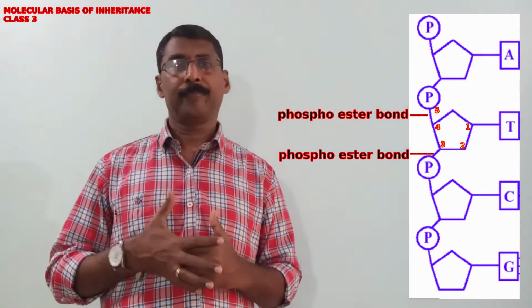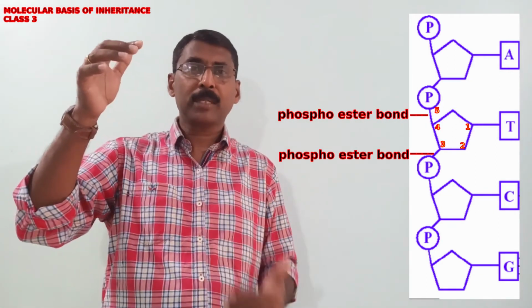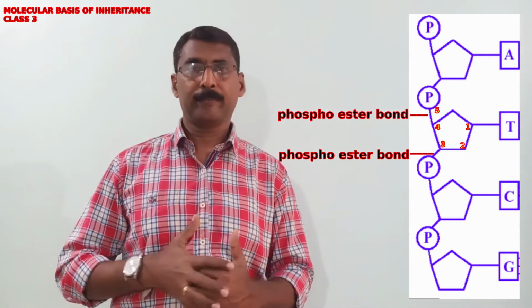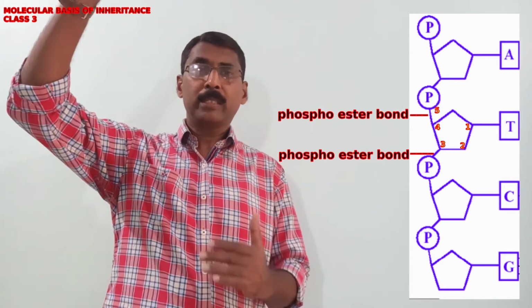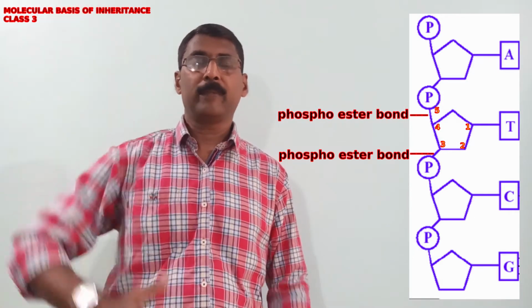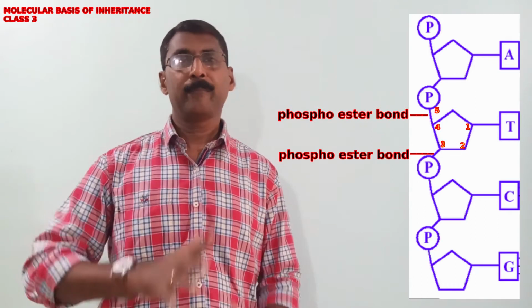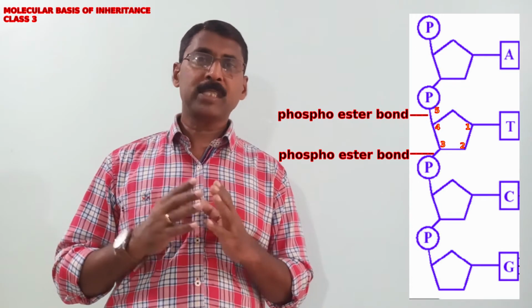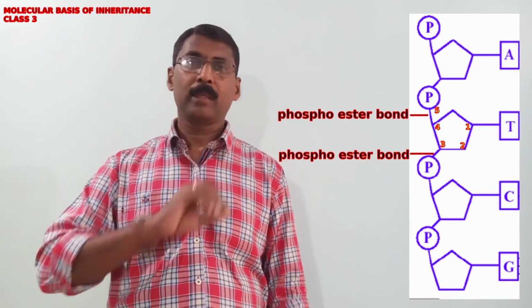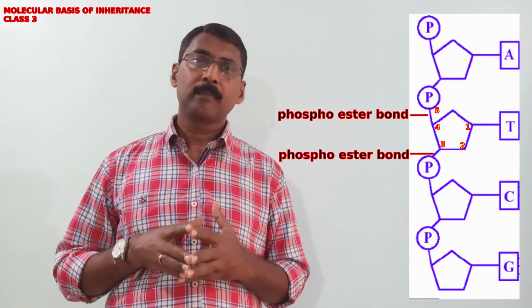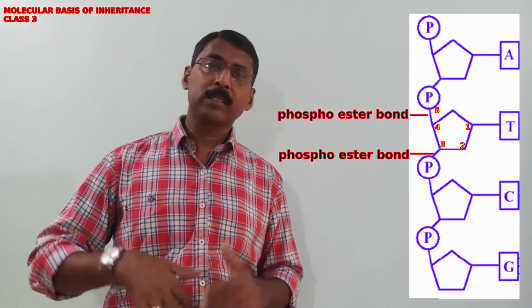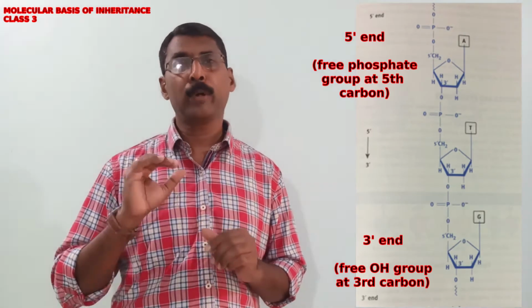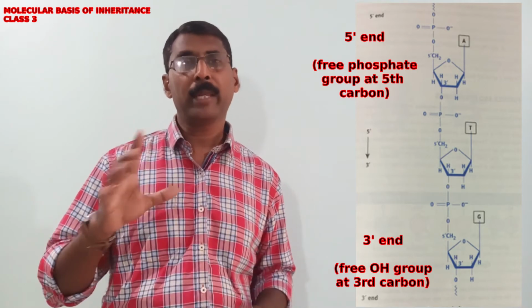So in that way, nucleotides are connected one after another to form a long chain of nucleotides, that is called the polynucleotide chain. When we examine a polynucleotide chain, we can see the polynucleotide chain or the strand is polar. That means it has polarity.